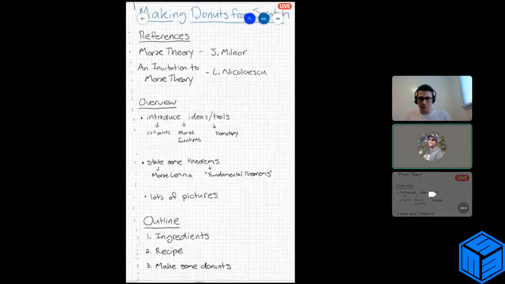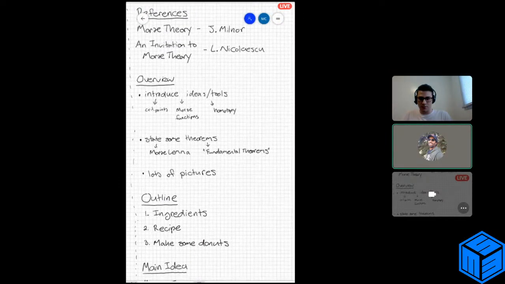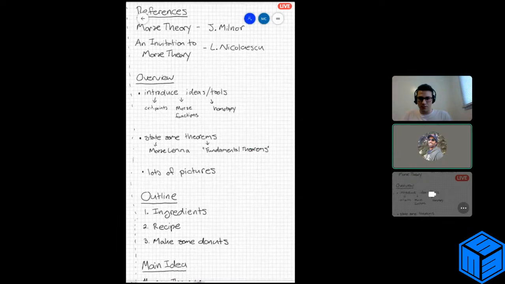A quick overview of what's going to happen in this talk. I'm going to introduce some various tools and ideas. Some you may have seen before, critical points, etc. Some maybe are new to you. What's a Morse function? What's a homotopy? I understand that there's somewhat of a variety in the audience, so hopefully everyone gets something out of that. I'll state a couple of theorems, in particular the Morse lemma and the so-called fundamental theorems. And most importantly, I'm going to draw a lot of pictures.